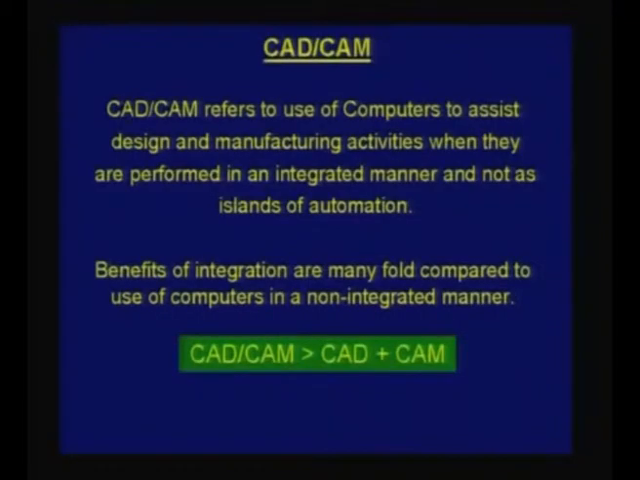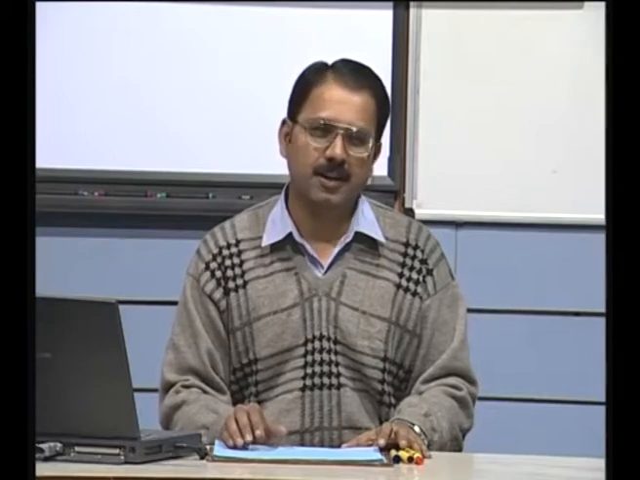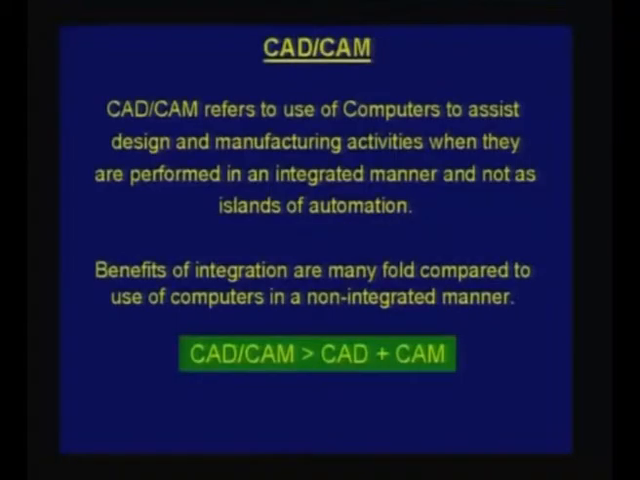Now, CAD CAM can be defined as, for example, the use of computers to assist design and manufacturing activities when they are performed in an integrated manner and not as islands of automation. What we did in our earlier lectures is more like islands of automation, okay. A computer based automation of a design process and computer based automation of some of the manufacturing activities more in a separate way, but now we are looking more in an integrated manner.